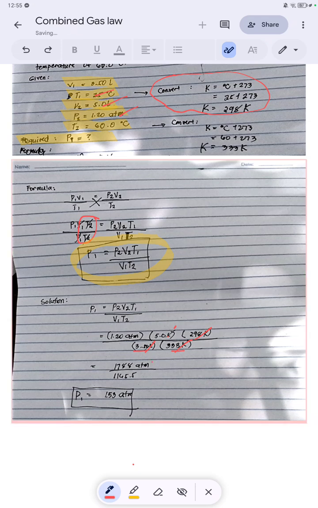So, multiply this part, and multiply this part too. The upper part is 1,788 atm. The lower part is 1,165.5. When you divide it, what will be the answer? P1 equals 1.53 atm. So, that is our P1, and our unit is atm.